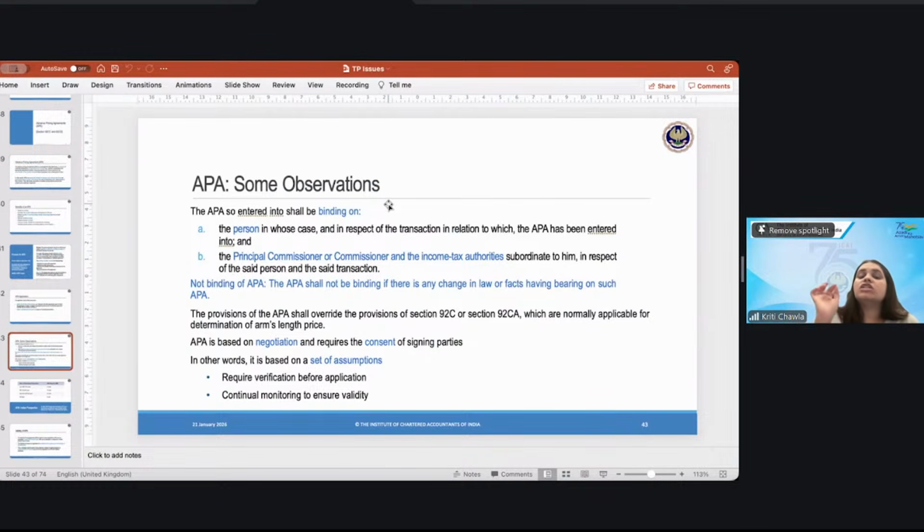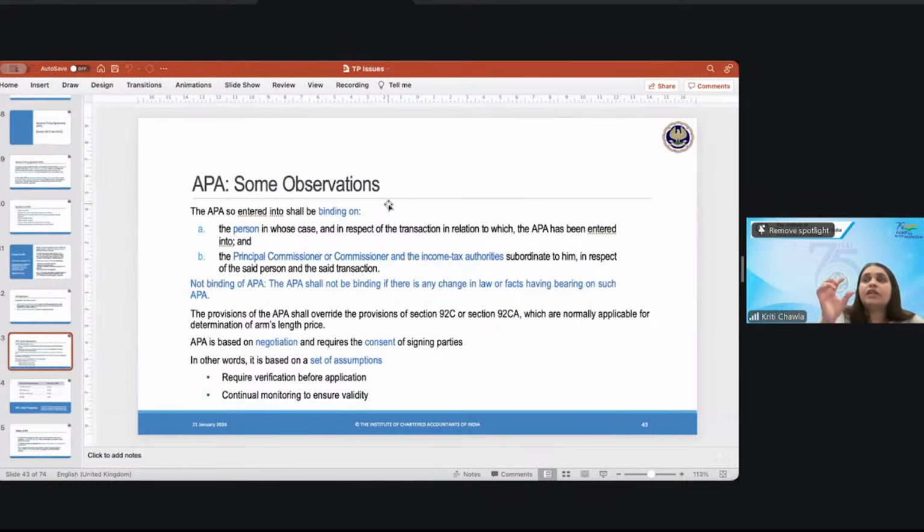The APA shall not be binding if there is change in law or facts out there. Now, if you look at the APA, it is actually based on a set of assumptions. When you actually sit together and negotiate, APA is obviously based on negotiation and it's based on the consent of those particular signing parties. When you sit and negotiate, you give the tax authorities a set of assumptions and a set of facts, that these are the facts based on which the transaction has actually happened.